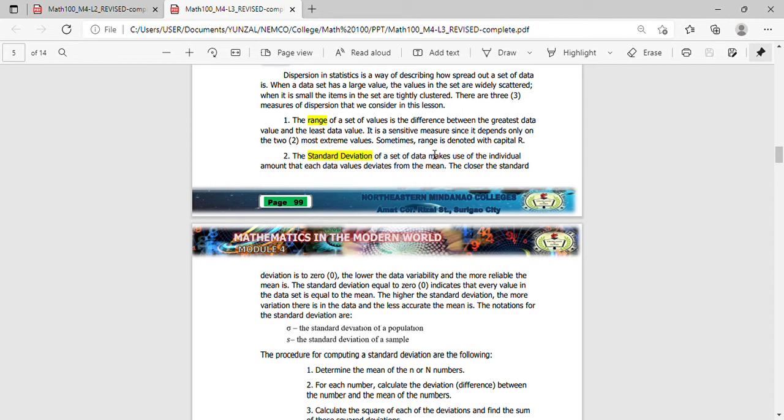So sometimes range is denoted with capital R. So we will denote range as the capital R. So if we can see, capital letter R. So, pwede na nato umingon na that is the range.